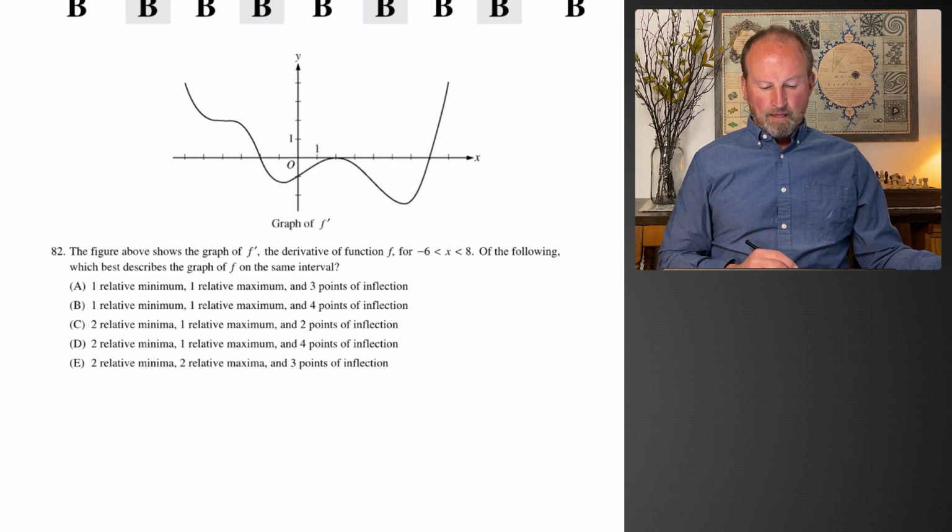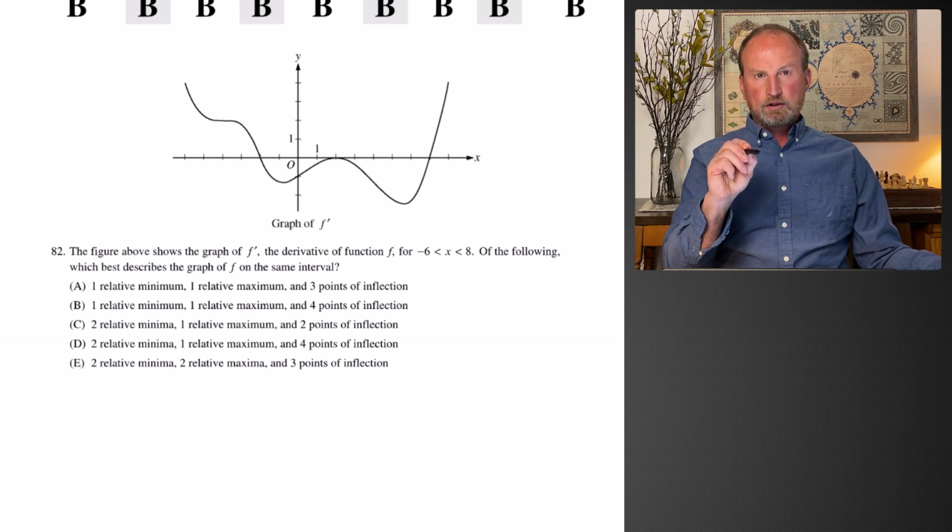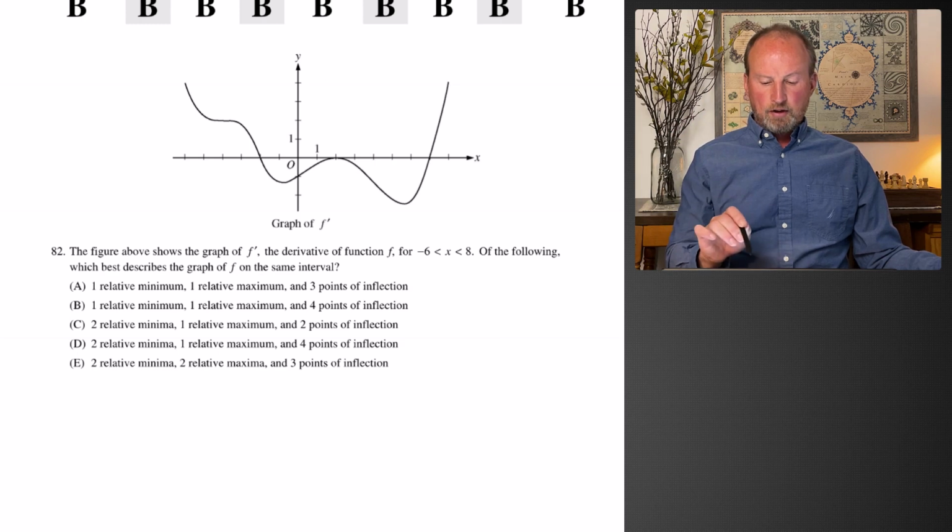Choice A: a relative minimum. Does it have a relative minimum? You must know the first derivative test. A relative minimum says it switches from decreasing, so a negative first derivative, to increasing, a positive. Is there a point on the graph where my values of the derivative go from negative to positive? Yeah, right here. My derivative is negative to the left and positive to the right. So there's one relative minimum.